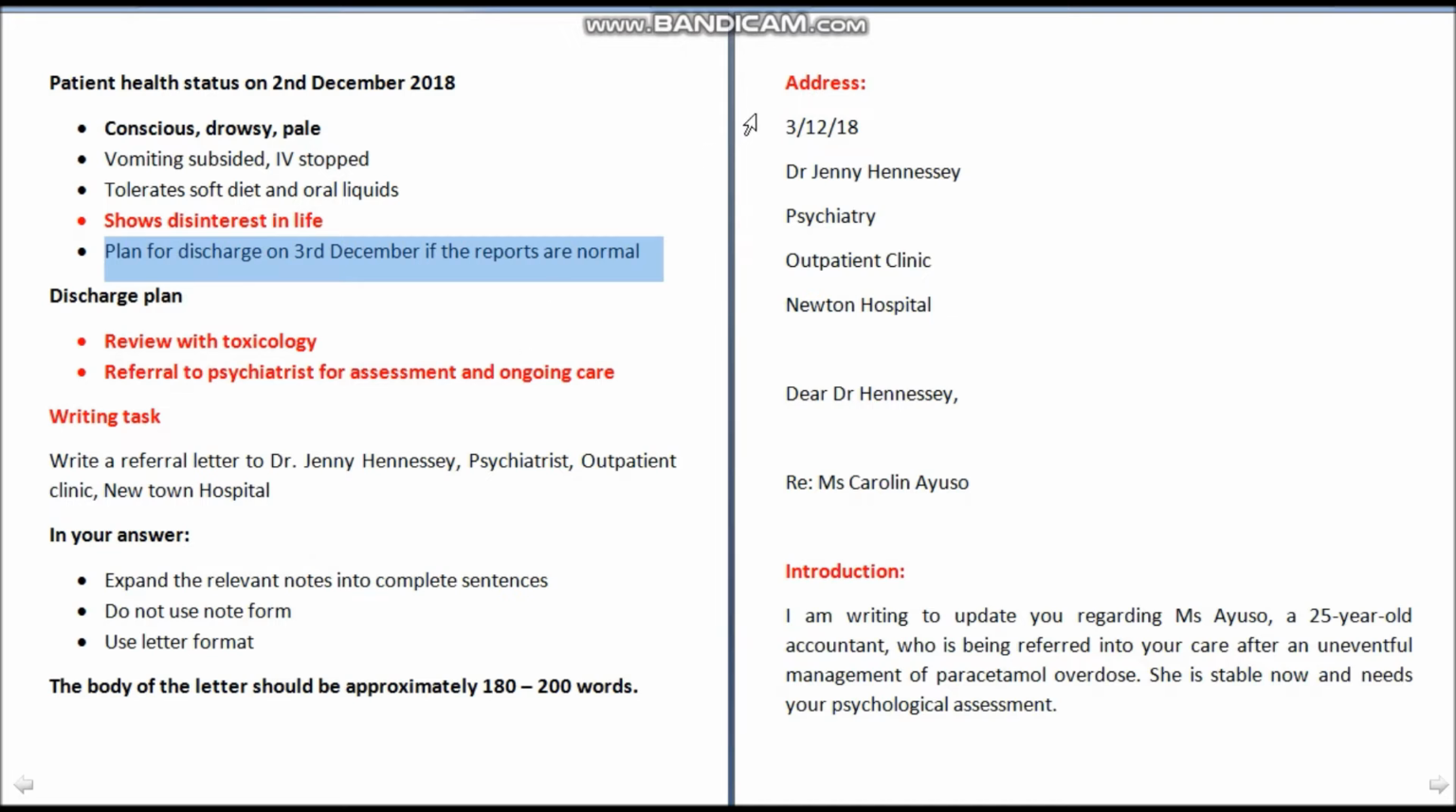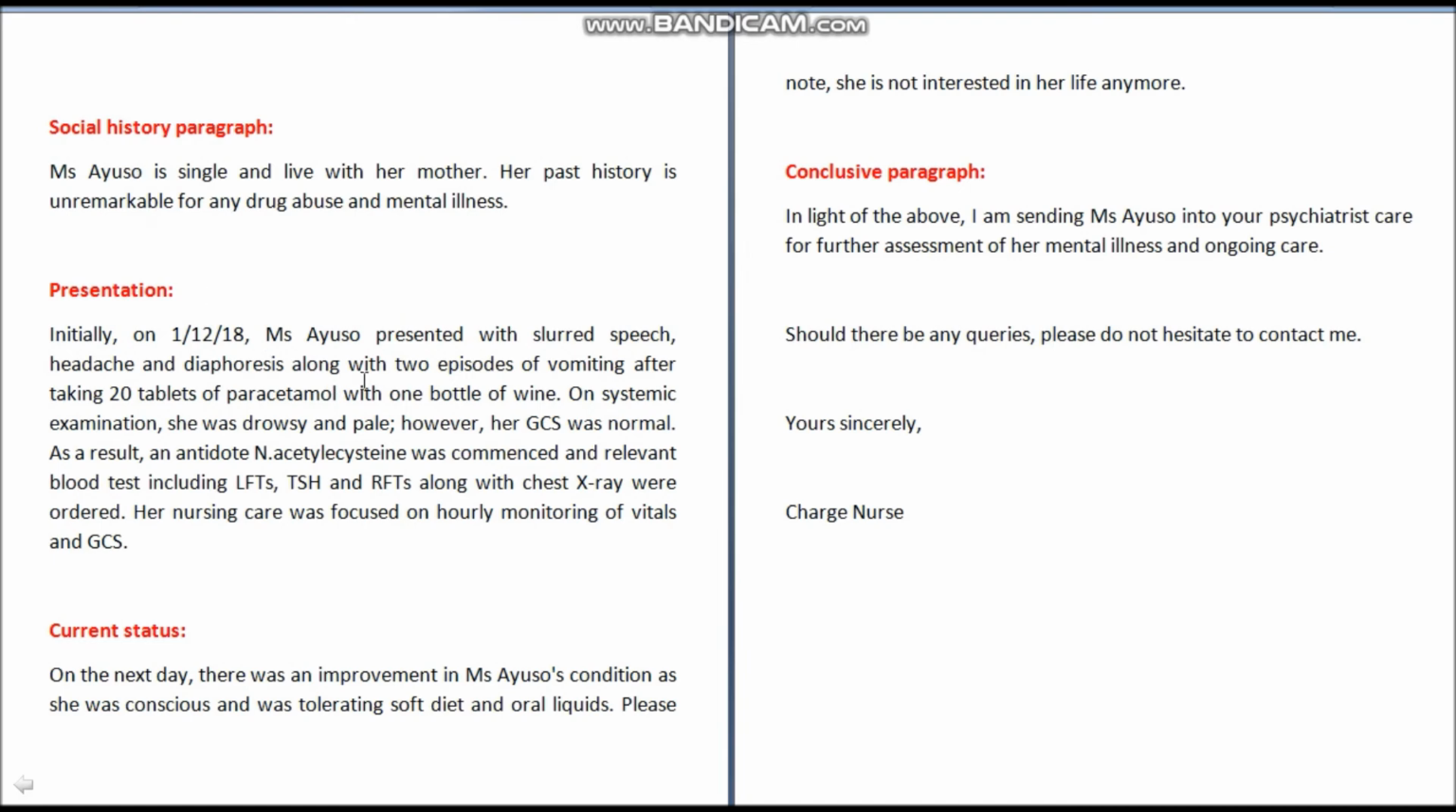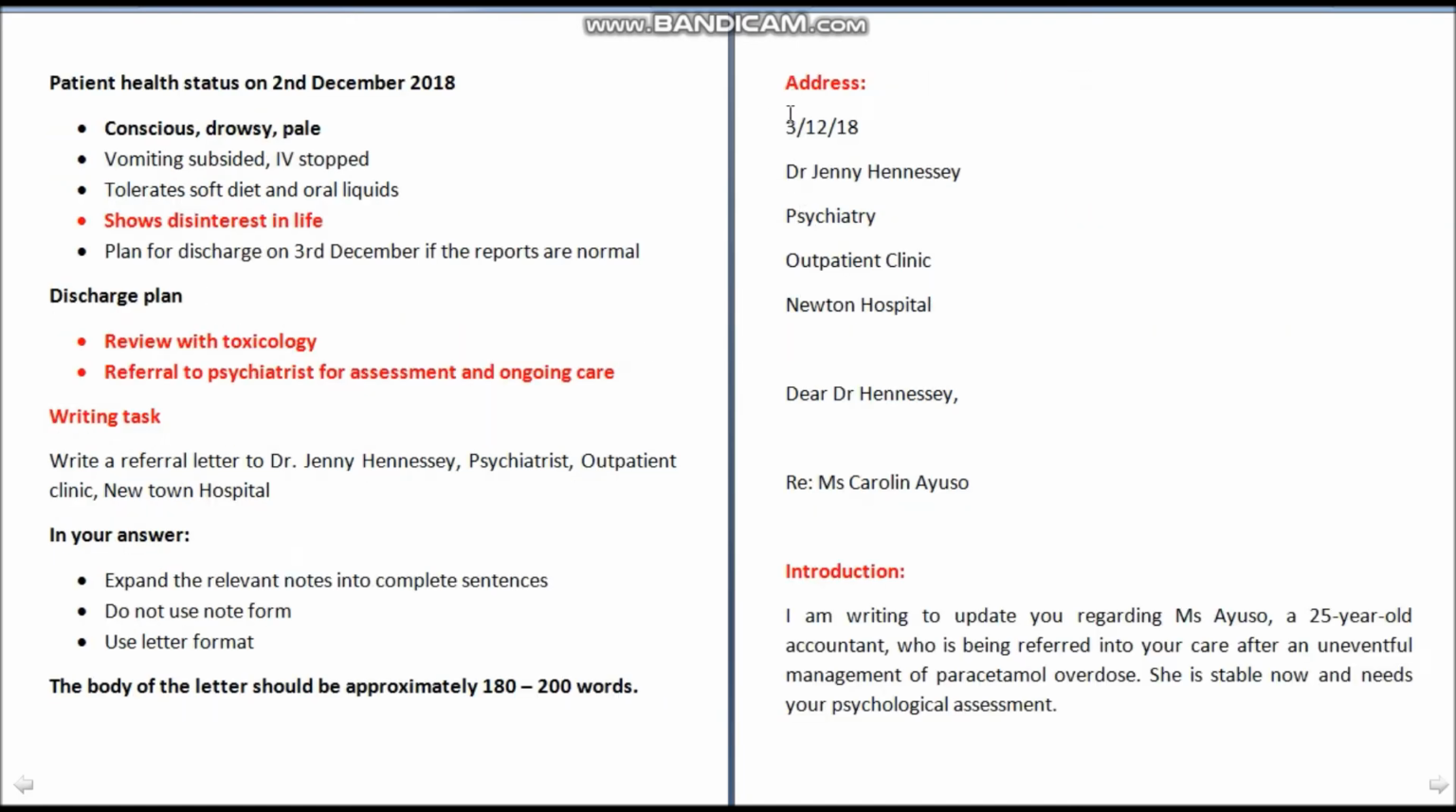So you can see I have divided this letter into different headings. This is just for your ease. Please don't make these headings in your exam. Okay, first of all, we will write the address. The address is given there. This is 3rd of December 2018. Dr. Hensey, psychiatrist, outpatient clinic, Newton Hospital, Dear Dr. Hensey. We will write the reference.